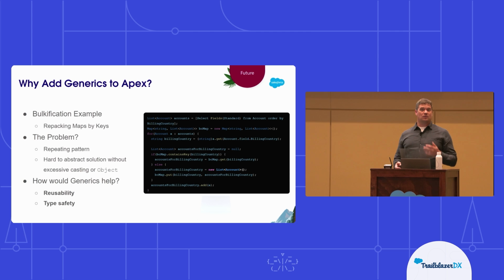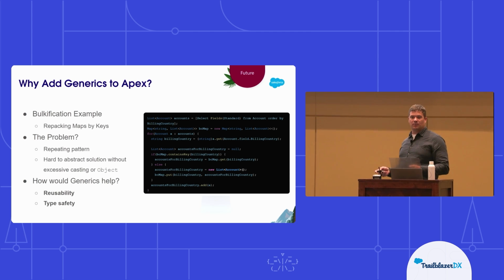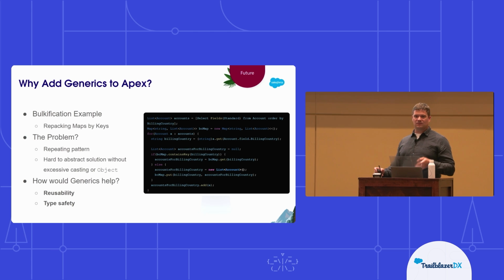So you wanted to write a SOQL query. I'm going to get all my accounts back. And then later on, I'm going to do some processing on those accounts based on their billing country. Well, I as a developer know it's very expensive if I'm going to have to loop through that list of accounts every time I want to find the ones with a particular country. So I'm going to do the right thing. I'm going to bulkify my code.